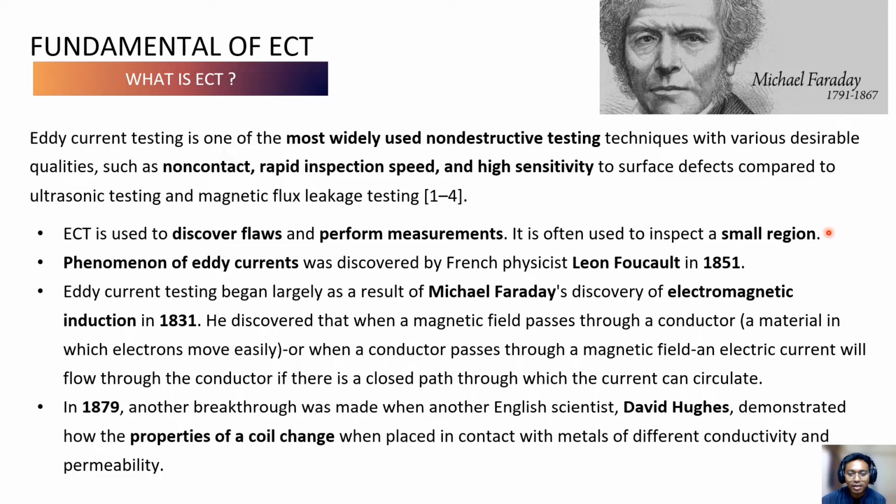He discovered that when a magnetic field passes through a conductor, a material which has electrons that can move easily, or a conductor passes through a magnetic field, an electric current will flow through the conductor if there is a closed path through which the current can circulate. In 1879, another breakthrough was made when another English scientist, David Hughes, demonstrated how the properties of a coil change when placed in contact with metal of different conductivity and permeability.